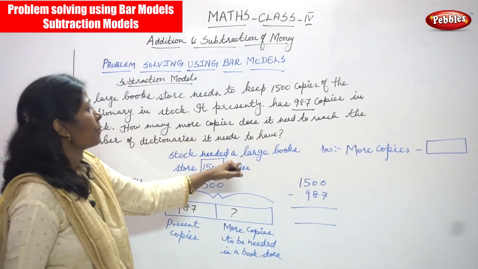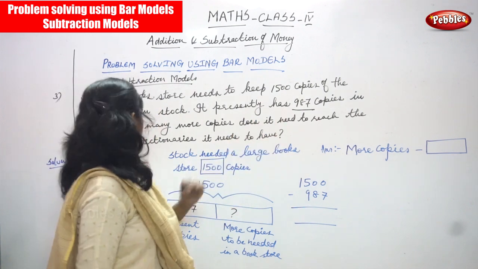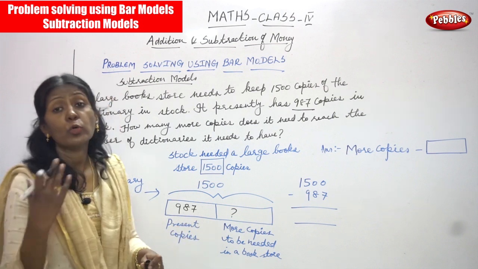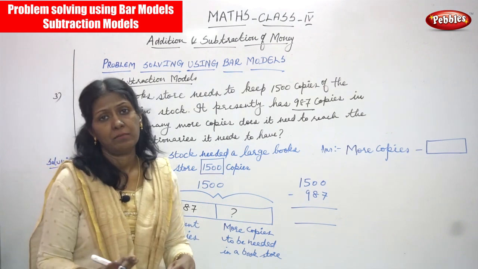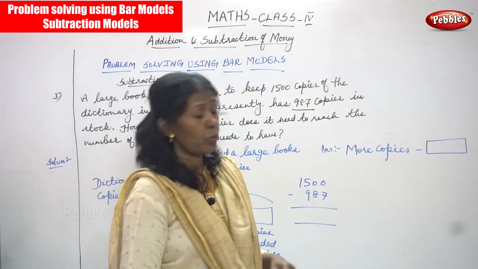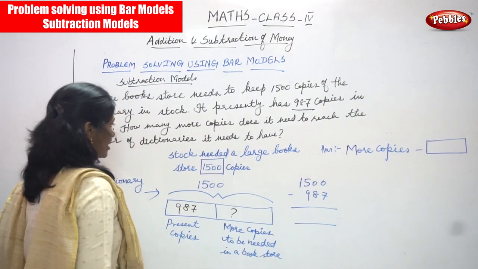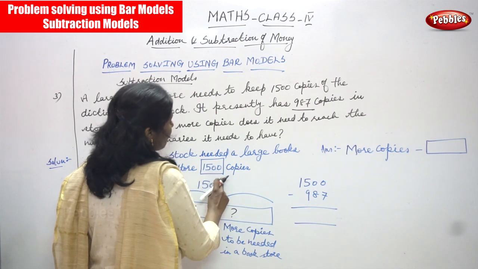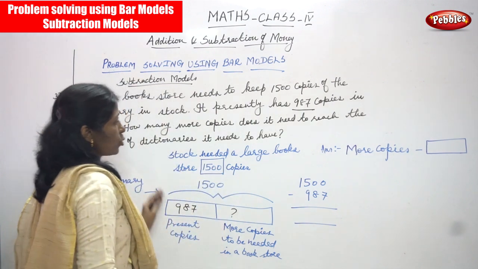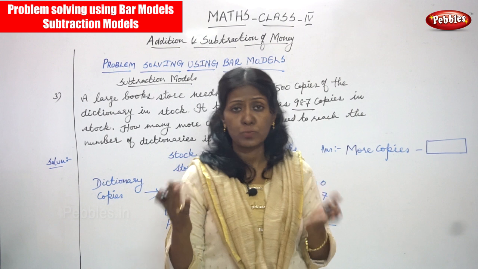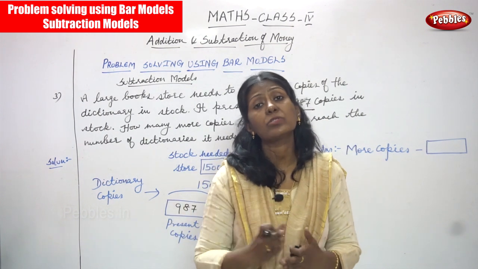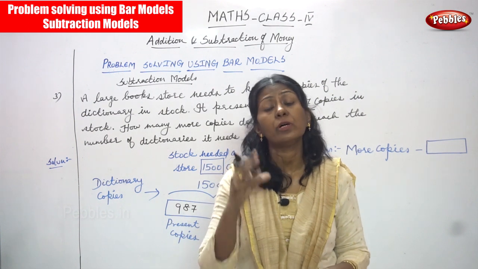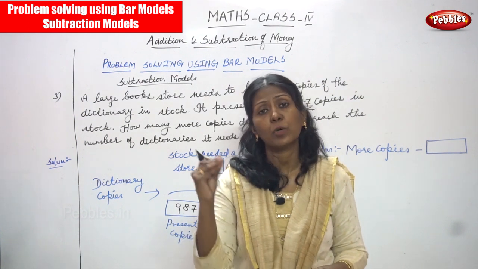How many more copies does it need to reach the number of dictionaries it needs to have? So, how many more copies the store needed? That is what we have to find out. Stock needed in a large bookstore, that is 1500 copies. It needed 1500 dictionary copies. Number of dictionary copies needed is 1500.